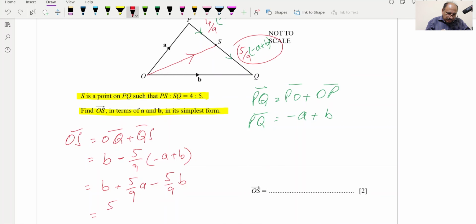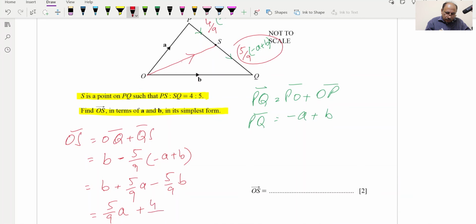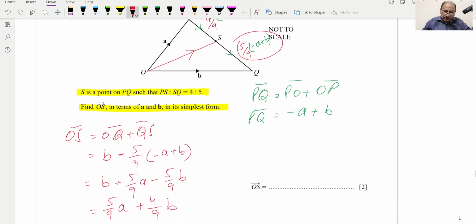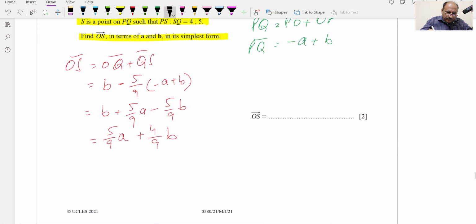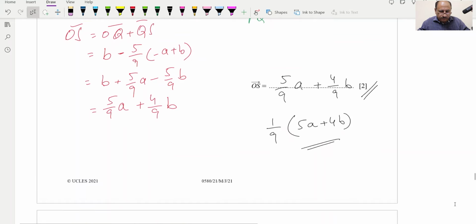We will open bracket, so minus this will be B plus 5 by 9A and minus 5 by 9B. And now further we can simplify 1 minus 5 by 9. So first we can write A, which is 5 by 9A, and for B we can simplify 1 minus 5 over 9 is equal to 4 by 9. So it will be plus 4 over 9B, and this will be basically OS, which is 5 by 9A plus 4 over 9B. This can be the answer, or we can take 1 over 9 common, and it will be 5A plus 4B. This can also be the answer. This is a 2 mark question. We are done with this.